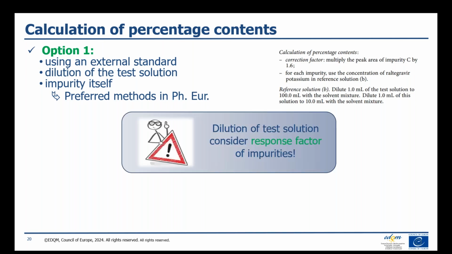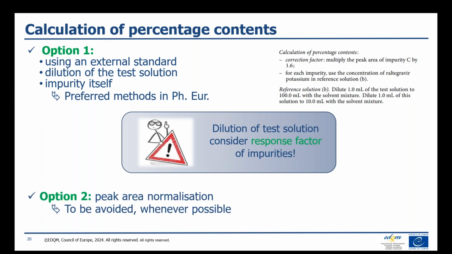When we use the dilution of the test solution, it is really important that during the development of the method, we check the response factor of the impurities, because this can have a big impact also on the limits. And then another option is to use the peak area normalization, but in general we try to avoid this technique, especially when there are differences in the responses.